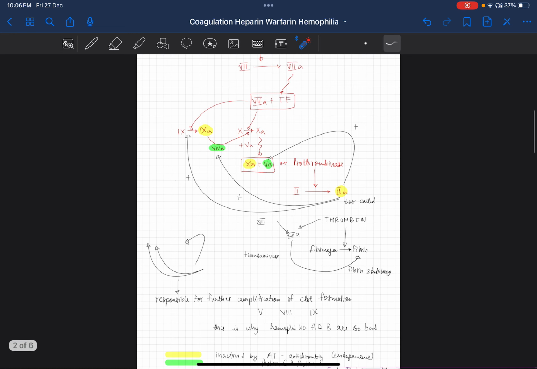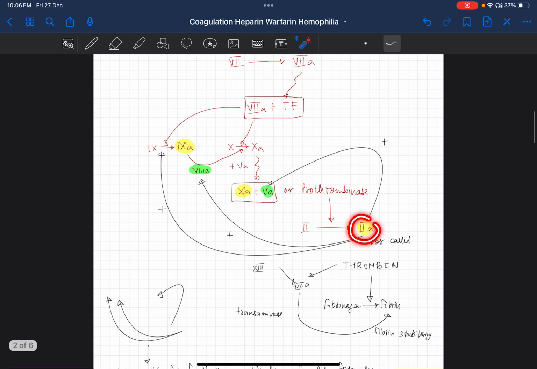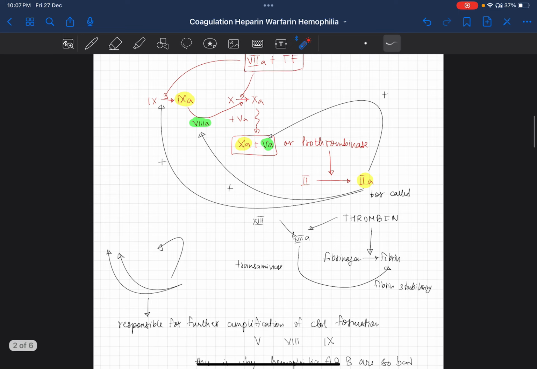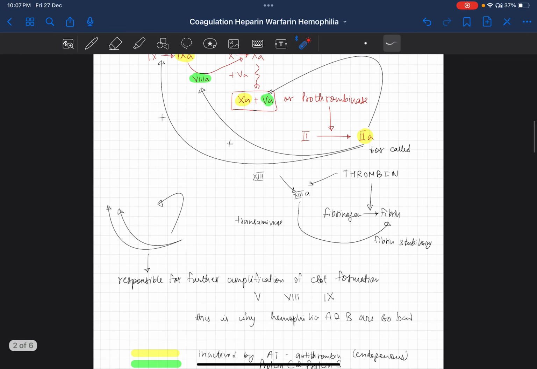Now, all these lines I have drawn in black are important. Your 2A, apart from directly doing this fibrin story, will also activate upstream your 5A, 8A, 9A, all of this it will activate. This amplification is very important. Why? I will tell you. You know hemophilia A and B. A is factor 8, B is factor 9.